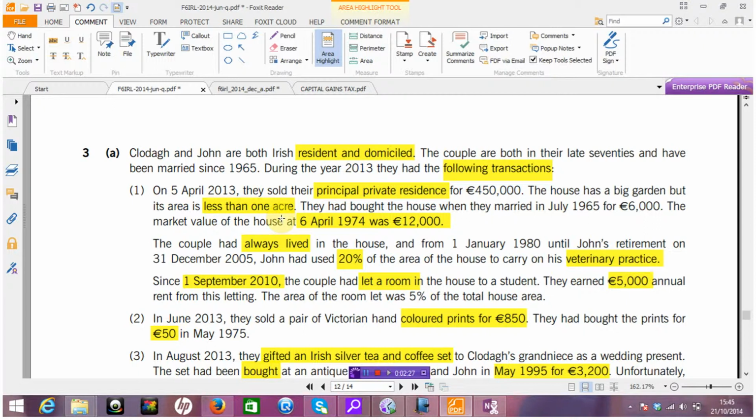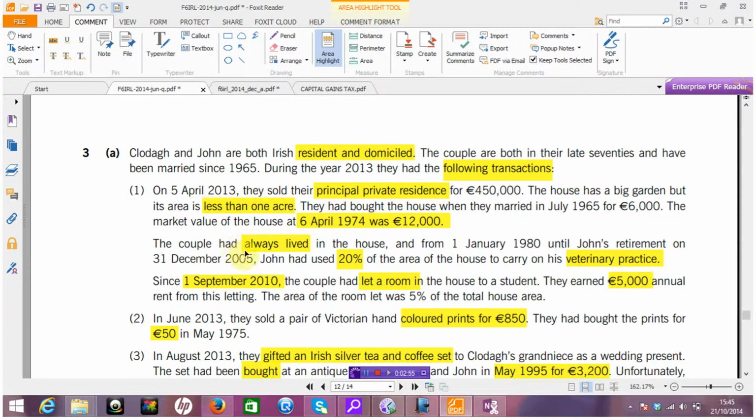Okay, they've given us a couple of sets of costs here, or possible costs. They've given us the original cost in July 1965, and they've also given a cost for some reason as at April 1974 of 12. So we need to figure out which is the one that we're going to use within our three-liner within our answer.